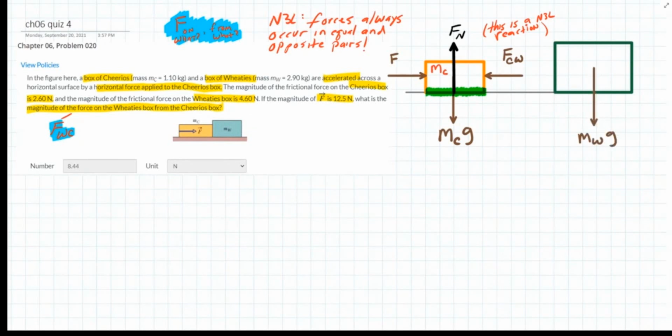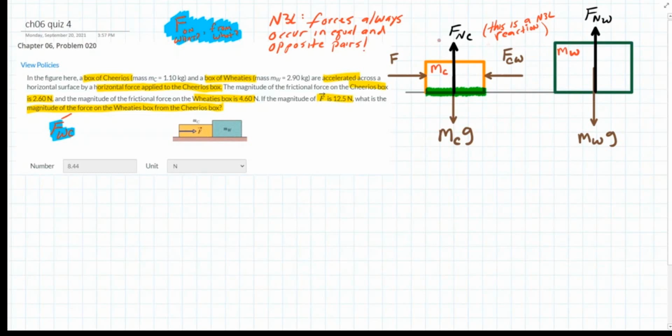I have another normal force, so I better worry about subscripts since I have two of them. This is the normal force acting on the Wheaties. So I better call this F subscript N Wheaties, and this is F subscript N C for Cheerios. Okay, and this is mass of the Wheaties.